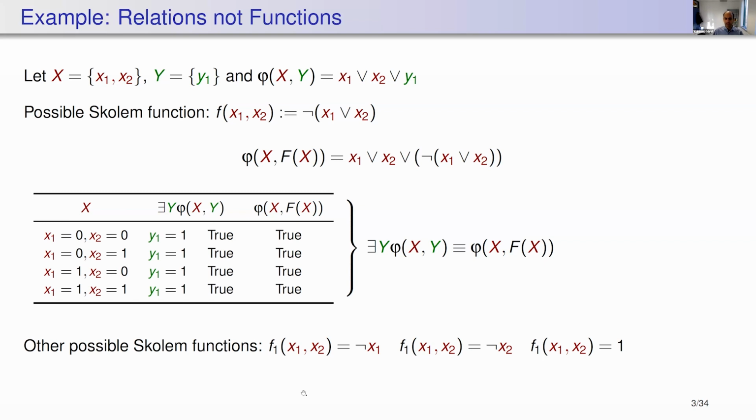And there exist many Skolem functions for a given specification. The reason there exist many Skolem functions is because phi is a relation. It means that for every assignment to x, there can be many assignments to y that satisfy phi.